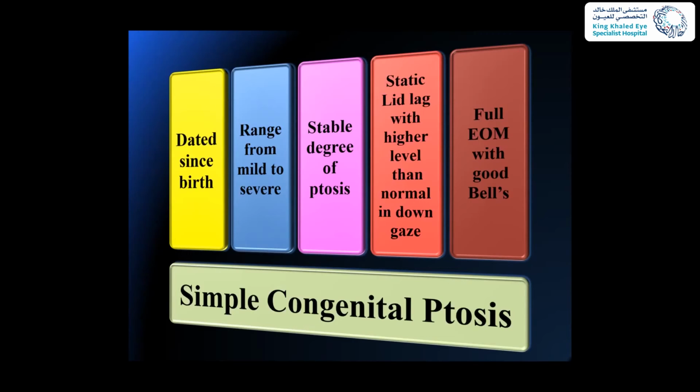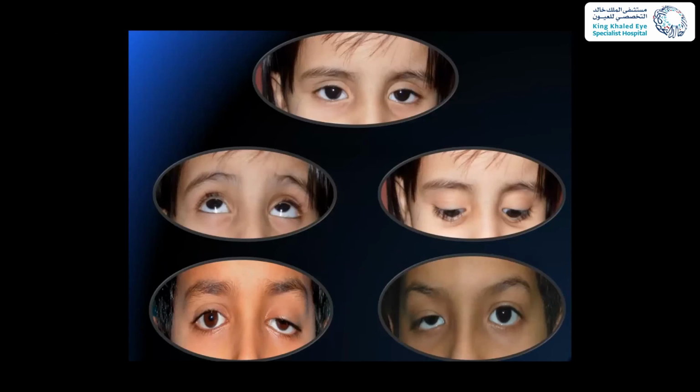The patient has static lid lag, not dynamic, and in the simple type, they have full extraocular motility with good Bell's phenomenon. The simple congenital ptosis might not be evident, and with time, if the patient develops involutional or aponeurotic type, it becomes evident. So it is very important, even if you see a patient with aponeurotic type but the patient still has static lid lag, to look at an old photo from prior to the start of the condition, or when the patient noticed his drooped eyelid. It can be mild, moderate, or severe, and this is the lid lag, as we mentioned.